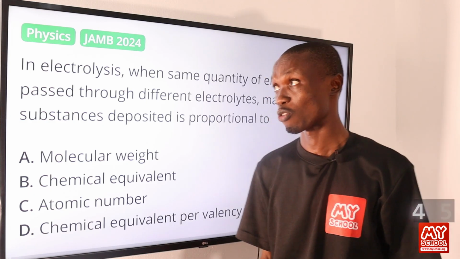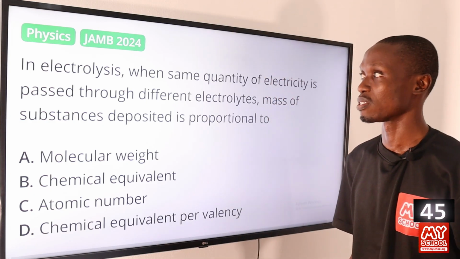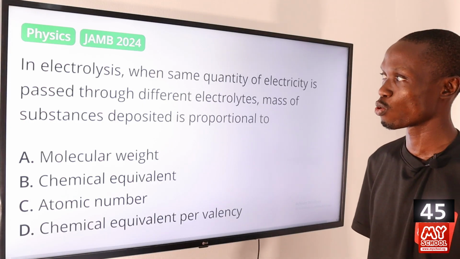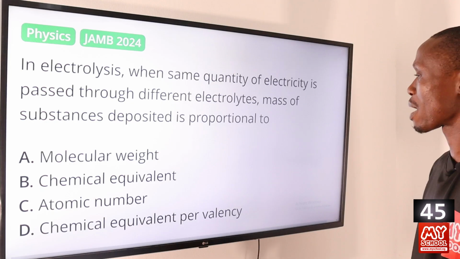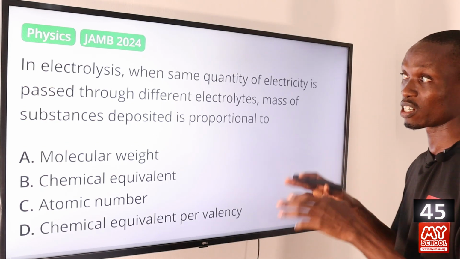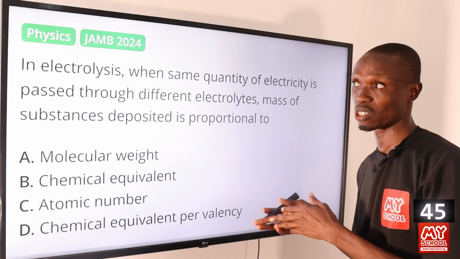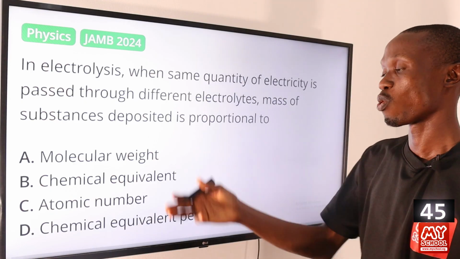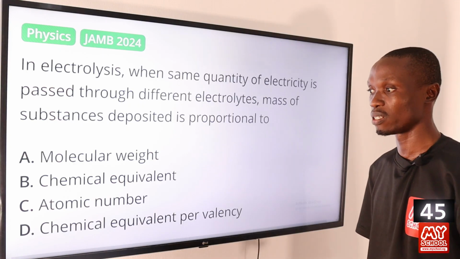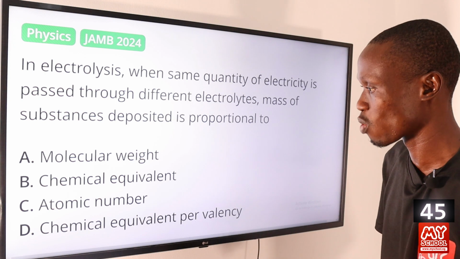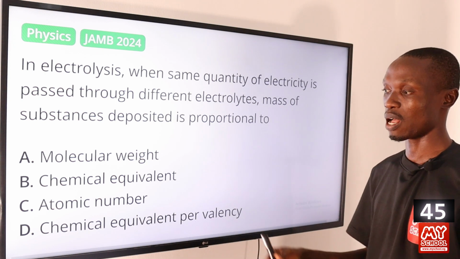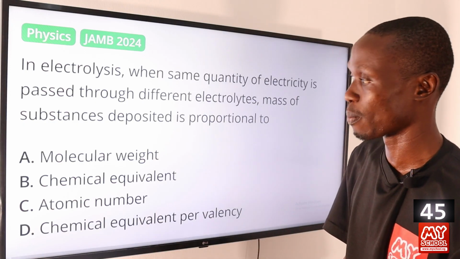Moving on to question 45. In electrolysis, when the same quantity of electricity is passed through different electrolytes, the mass of substance deposited is proportional to. So in this question, they are trying to test your knowledge of the second law of electrolysis. A, we have molecular weight; B, chemical equivalent; C, atomic number; and D, chemical equivalent per valency. So the answer to this question is option B.